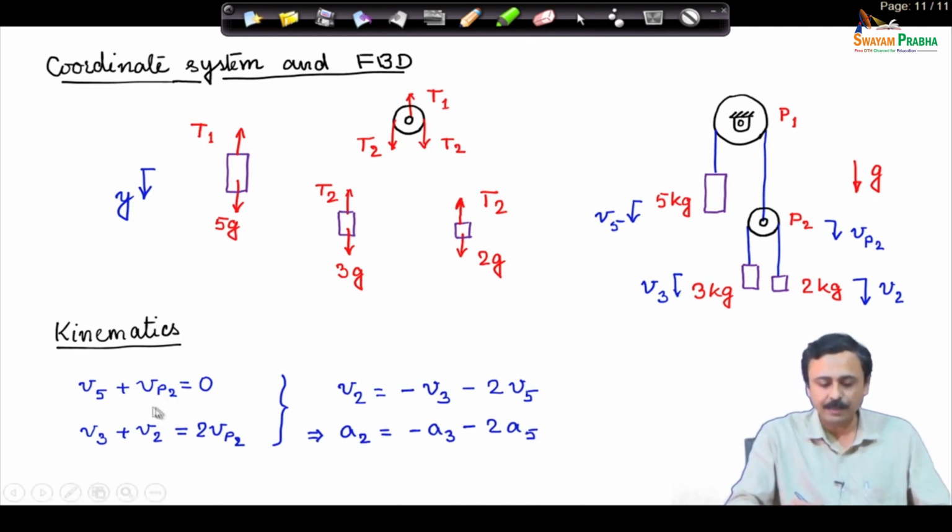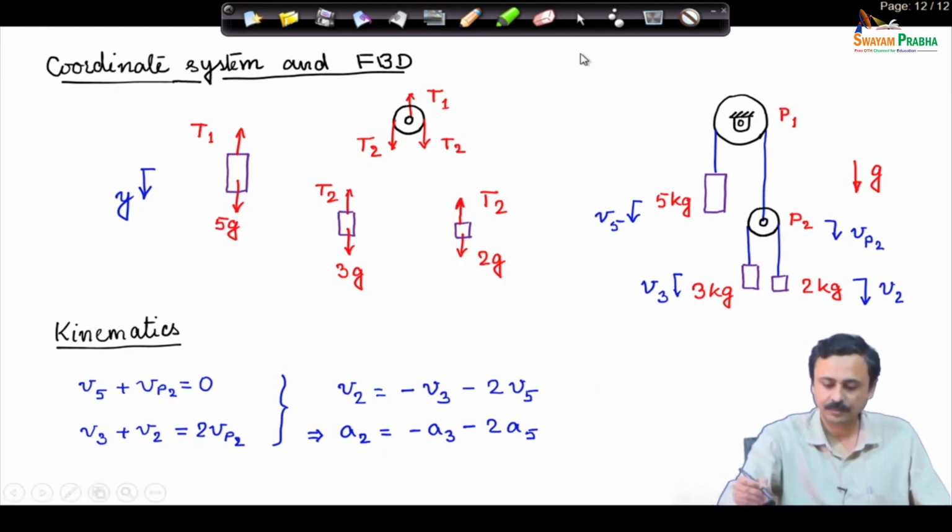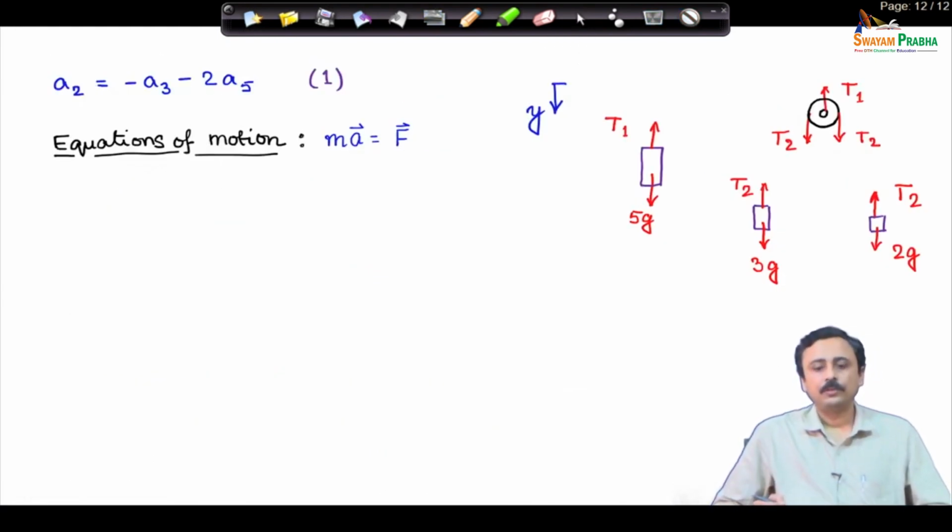From here, if I eliminate Vp2, velocity of pulley 2, from these 2 relations, then I obtain this relation of velocities, and by differentiating with respect to time I get the acceleration relation. This relation relates the accelerations of the 3 masses. Therefore, our first equation is the acceleration relation, which comes from our kinematics.